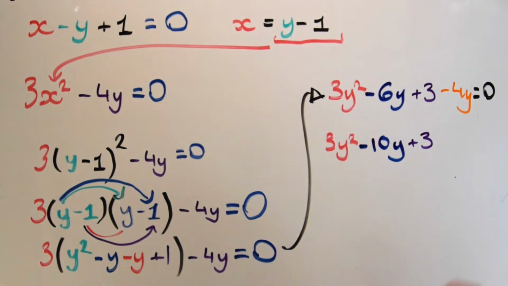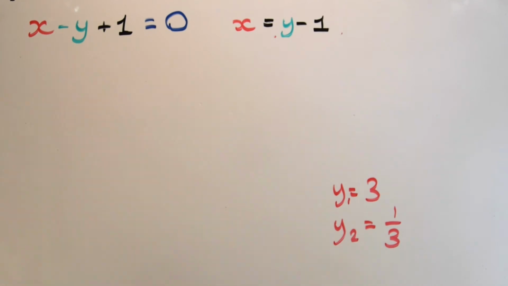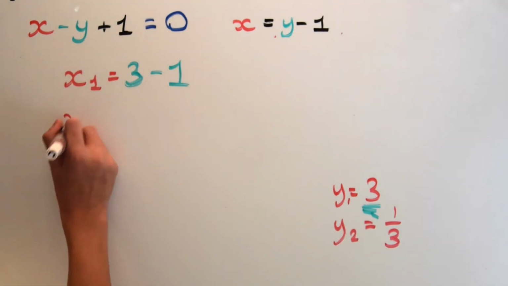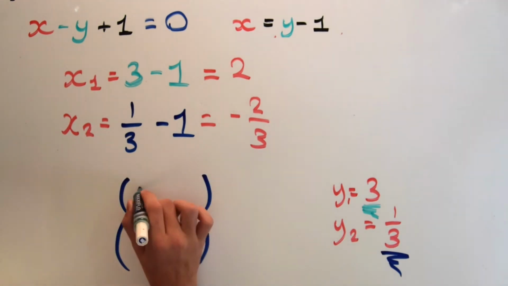Now we must use the quadratic equation to find both the values of y, which is 3 and 1/3. Like before, we must substitute in the y value so that we can find the respective x values. Now we must write the intersection values as coordinates.